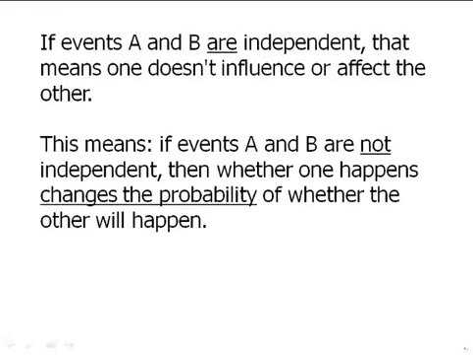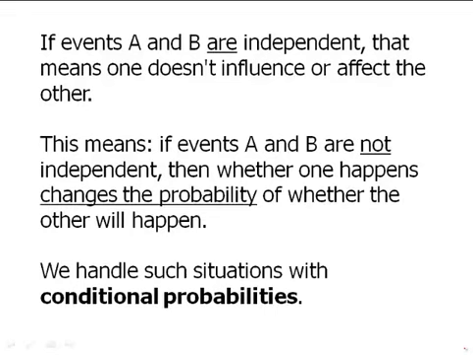If events A and B are not independent, then whether one happens changes the probability of whether the other happens. So if we know A does happen, then B has a different probability than it would have if A didn't happen. That would be not independent. We handle such situations with something called conditional probabilities.